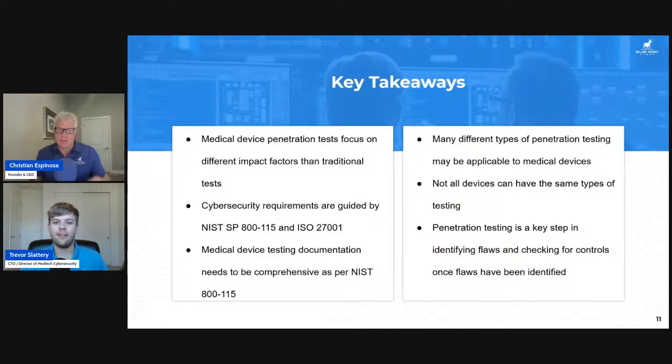Finally, penetration testing is a key step in identifying flaws and checking for controls once flaws have been identified. This should be a very important part of any risk management process and baked in early and often into the device.